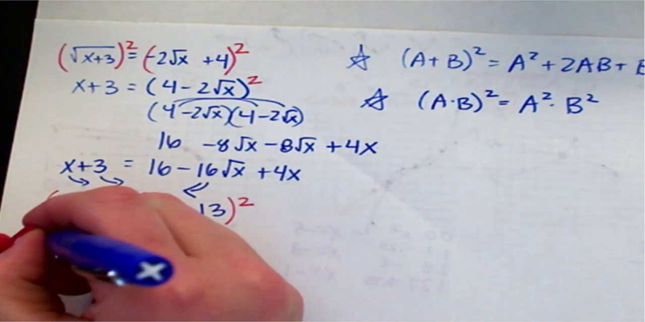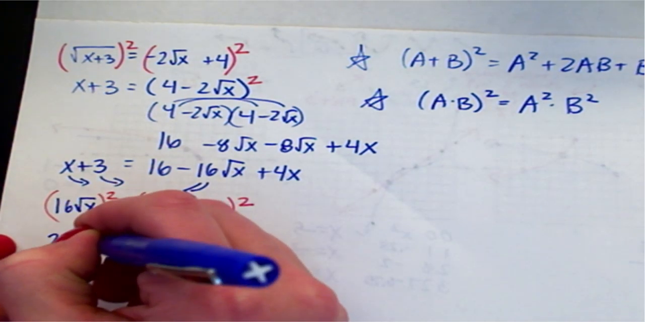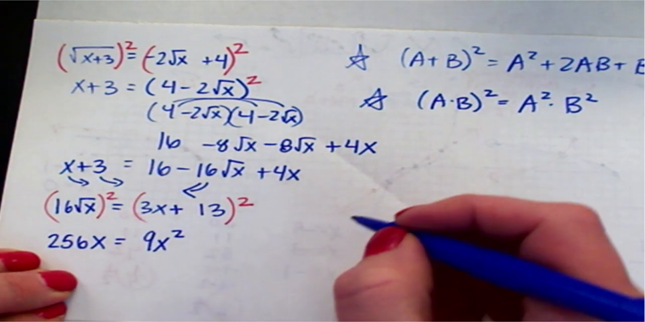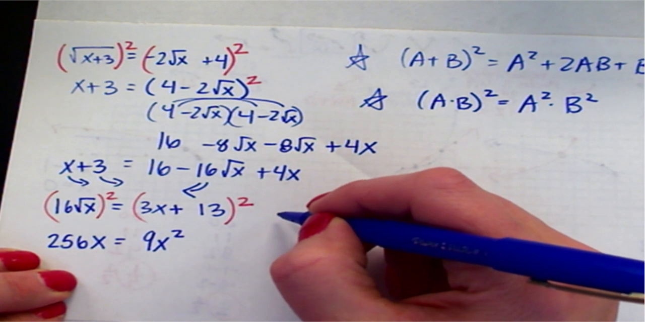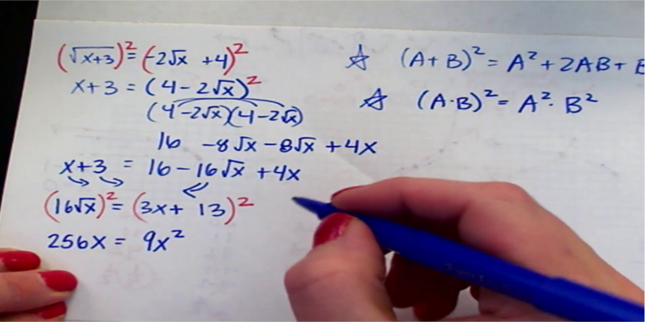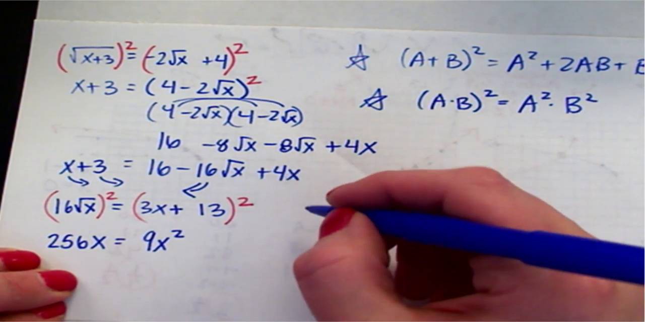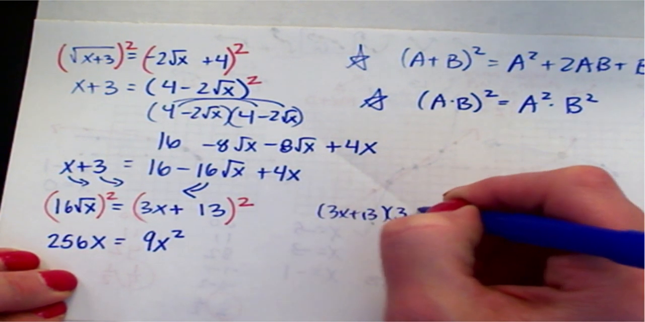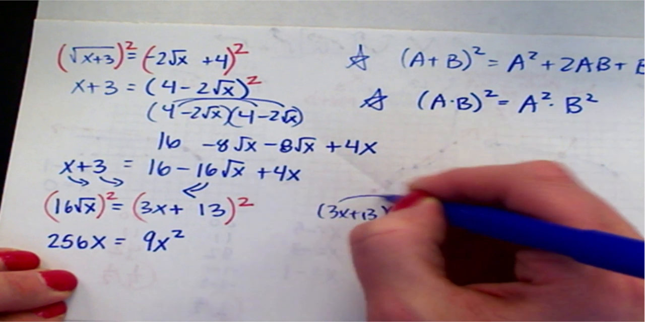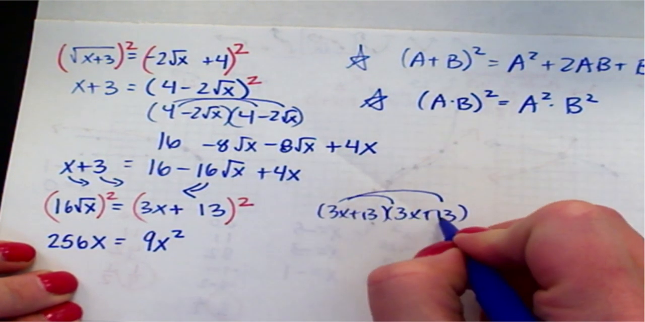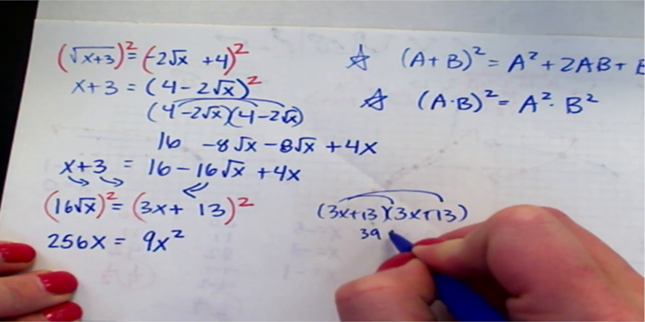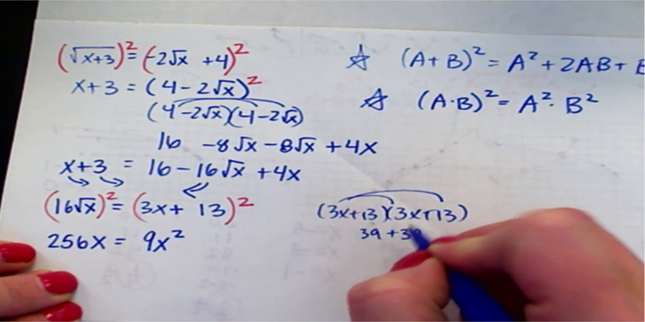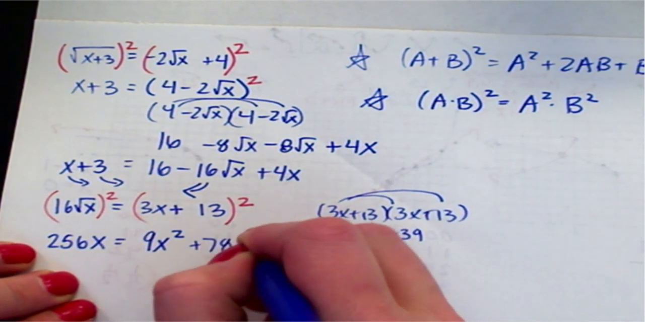Thank you. 256x, 9x squared, plus 26x. Hold on, my bad. Here we go. I got you over here. First, so that's 39 and 39. Oh, right, 78.